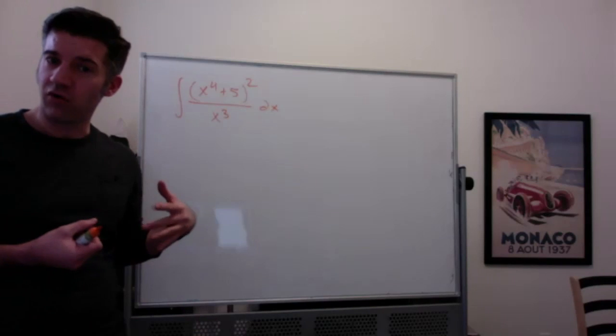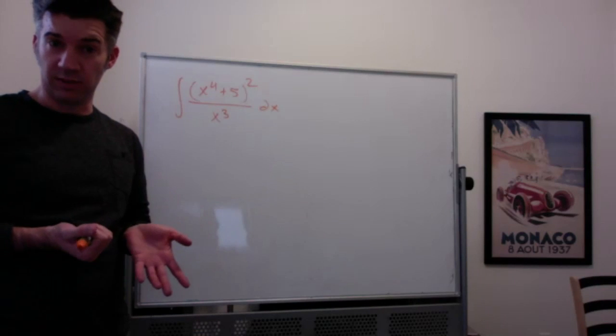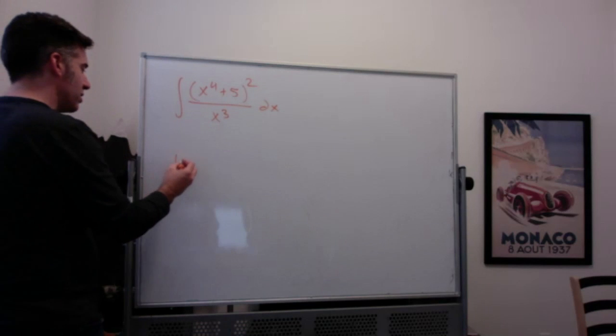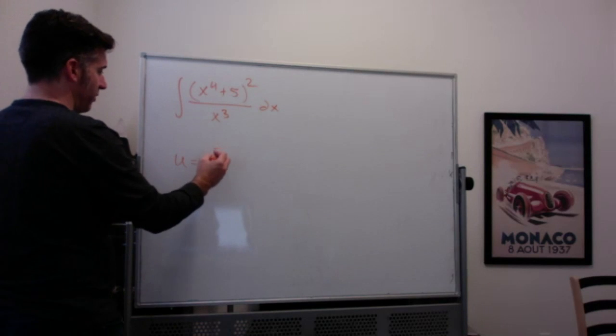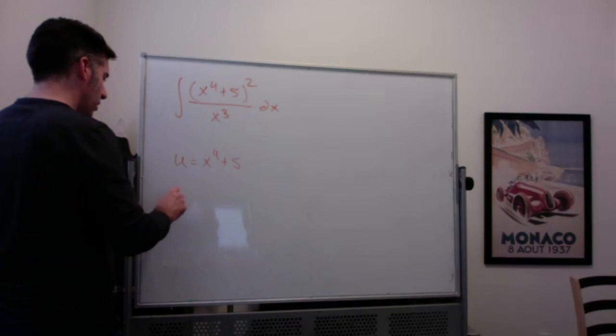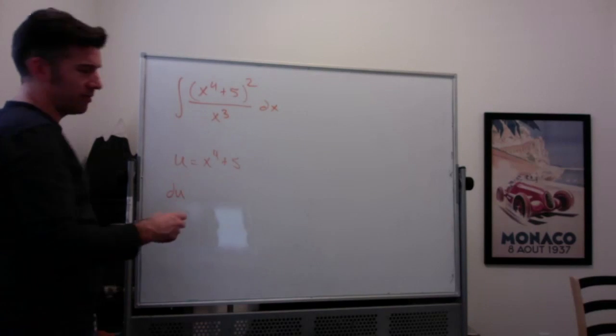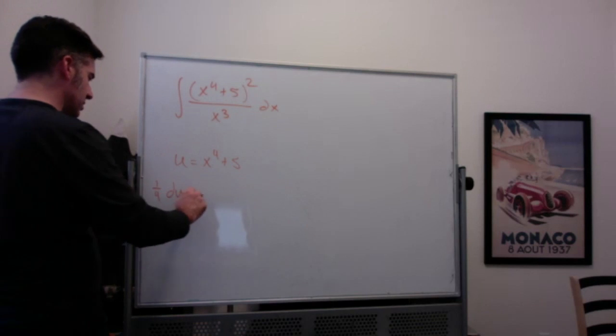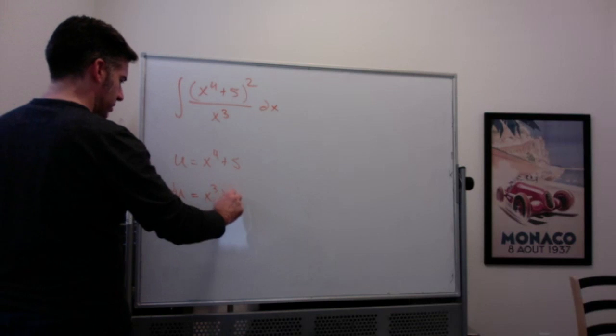And you might get tricked into thinking we could do a u substitution here. Let me point out why we cannot. If we let u equal the same thing, which is definitely the choice that I would make if I was trying to make a u substitution happen, my du would still, let's just cut to the chase, my 1/4 du would still equal x cubed dx.